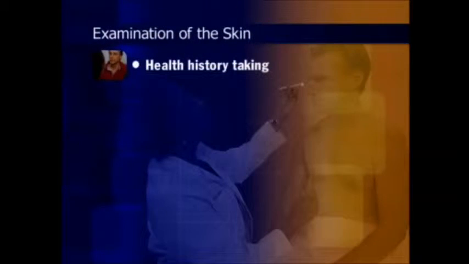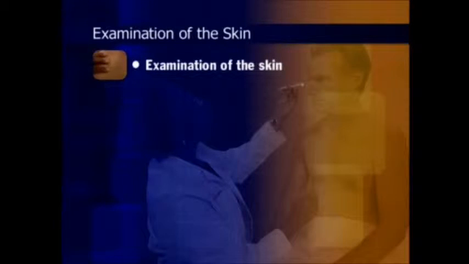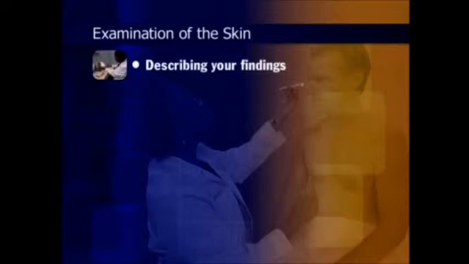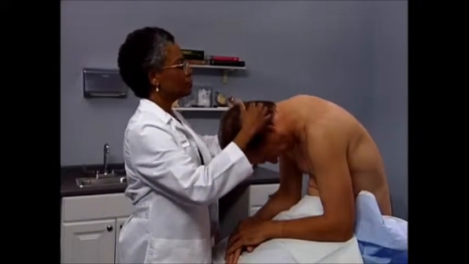This video begins with a brief overview of health history taking, followed by anatomy of the skin and its appendages, examination of the skin, examination of the hair, and examination of the nails. We conclude the video with tips on describing your findings. You will see the examiner assess a healthy patient. In clinical practice, you may detect the same normal findings, or you may discover normal variations or abnormal findings.